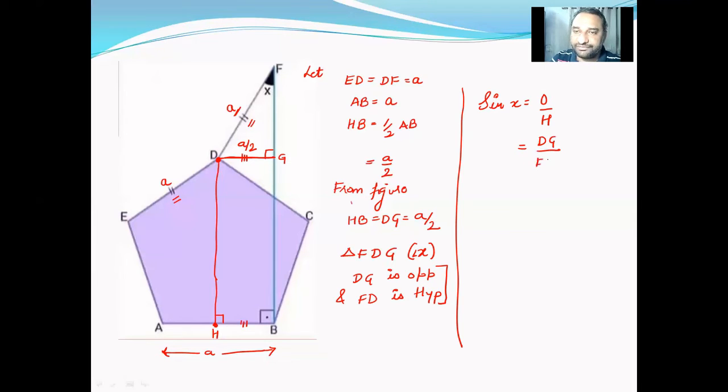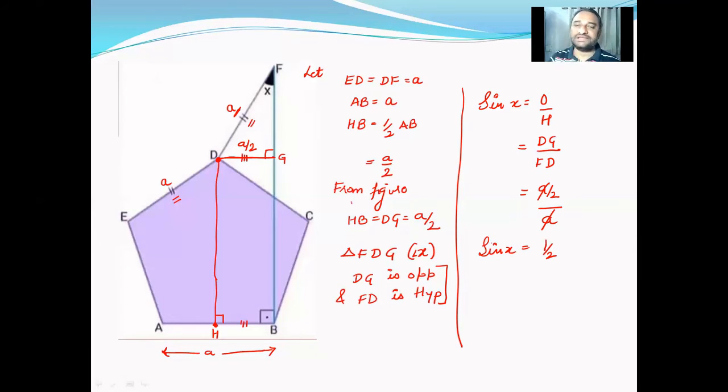Hypotenuse is FD. Then what is the value of DG? DG is A by 2. What is the value of FD? FD is A itself. It is given already. We have assumed it. So it is A. So from this, A and A will get cancelled. So sine of X is equal to 1 by 2.